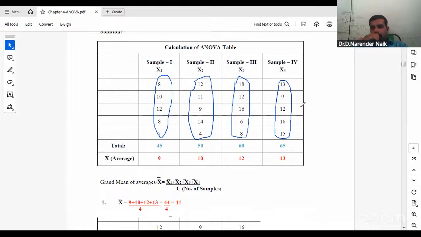So sample 1, do the total: 8, 10, 12, 8, 7, that is 45. Then 12, 11, 9, 14, 4, that is 50. 18, 12, 16, 6, 8, that is 60. 13, 9, 12, 16, 15, that is 65. After doing the total, get the average of the above values. The total is 45, 45 divided by 5.